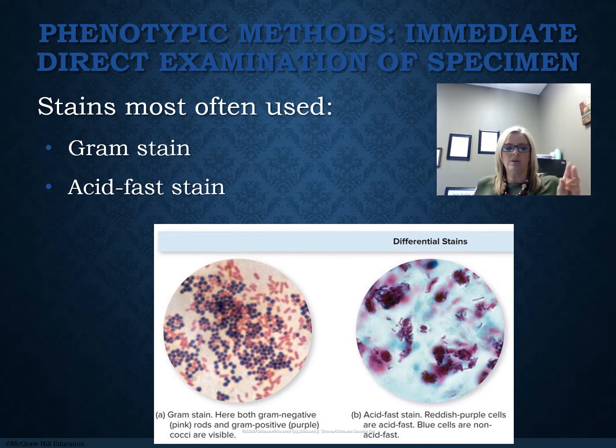So here on the left, and you should be familiar with this in lab, is a gram stain. You've got both gram-positive rods, so bacillus, and gram-negative rods. That's the pink rods here, and the gram-positive cocci, so this is the round berry shaped here. So you've got two different things here. And then you have this acid fast or differential stain where you've got red purple cells that are acid fast and the blue cells are not acid fast.